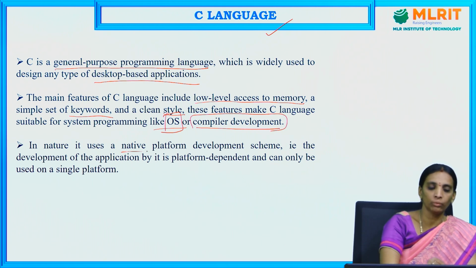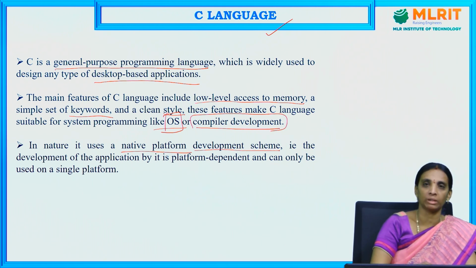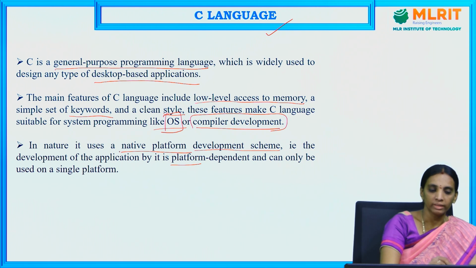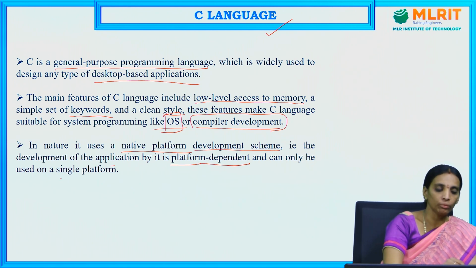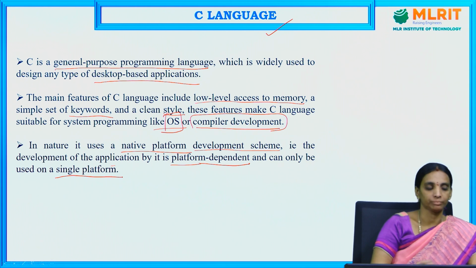In nature, it uses a native platform development scheme. That means whatever program is developed in C language for a particular platform is dependent only on that platform, so it can be used only for that single platform and cannot be used for any other platform. So it uses a native platform development scheme, that is, the development of the application is platform dependent and can only be used on that single platform.